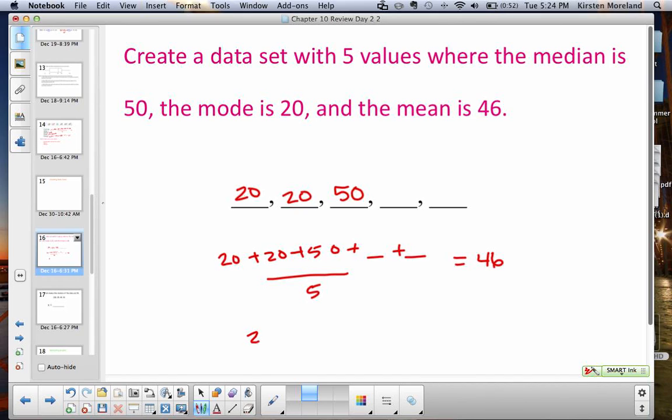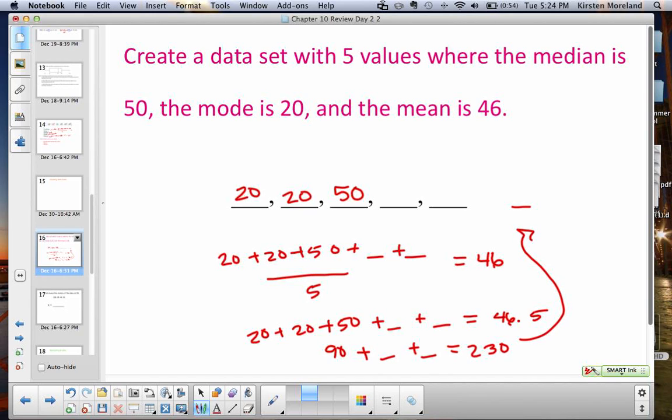So in other words, 20 plus 20 plus 50 plus my 2 other numbers has to equal 46 times 5, which gives me 230. So I get 90 plus 2 other numbers has to equal 230. So my 2 numbers, I'm running out of space, has to equal 140 because 230 minus 90 is 140.